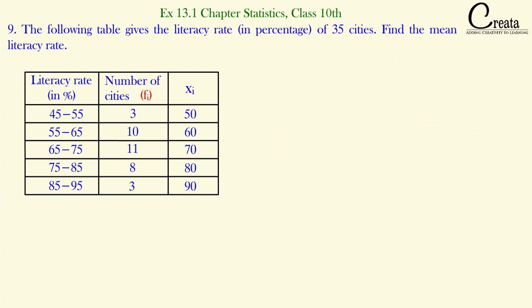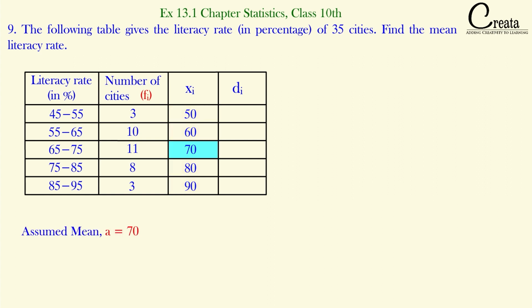What we do in this is find the deviation. And how do we find the deviation? We find the assumed mean, which is generally the midpoint of the observations xi. Here the midpoint is 70. So we take the assumed mean, a, as 70, and we subtract this assumed mean from all the values of the observation to get the deviation. The first row, 50 minus 70, is minus 20. Next, 60 minus 70, which is minus 10. Similarly 0, 10 and 20. We got the values of di.